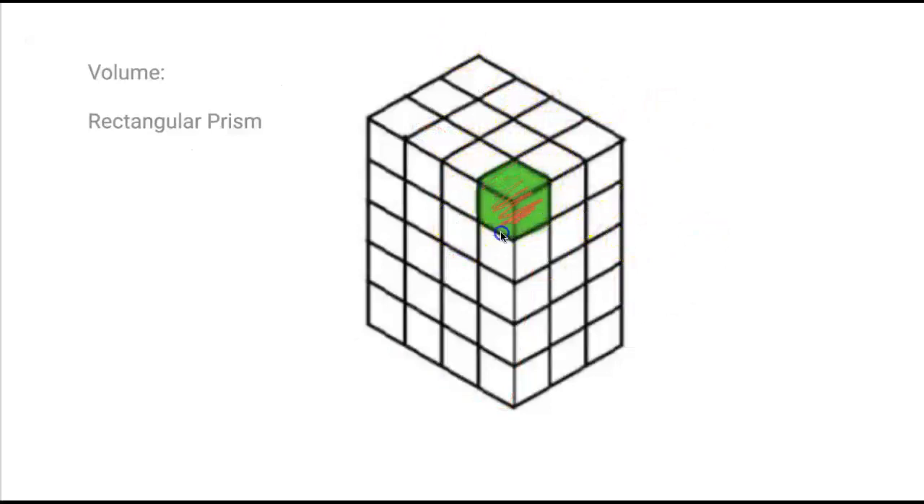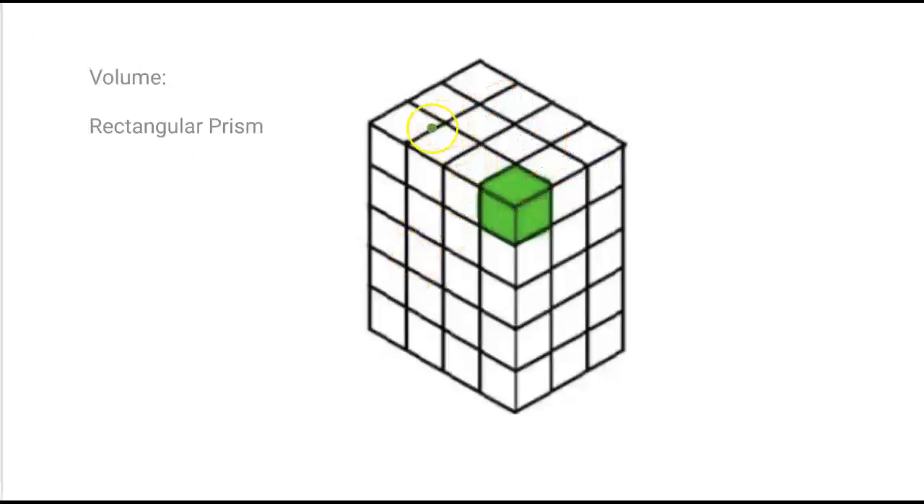Shaded in green here is one unit cube. If we can figure out how many unit cubes make up this rectangular prism, we have found its volume. Volume is the amount of space that this whole figure takes up. One way that we can figure out the total number of cubes is to first recognize that the rectangular prism is made up of layers. We can see one of these layers here.